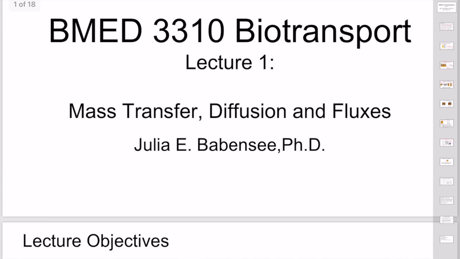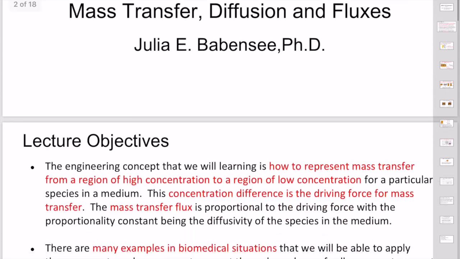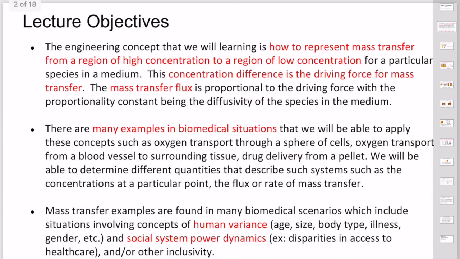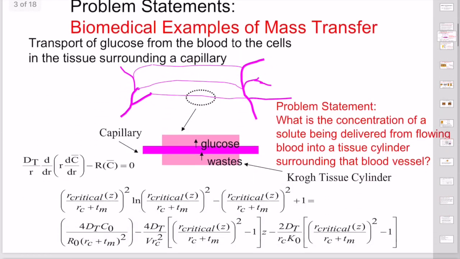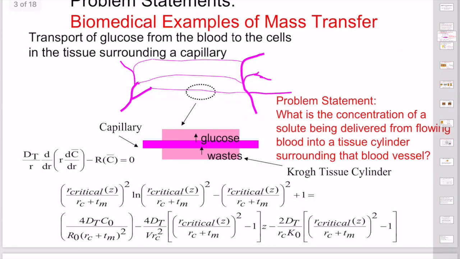Okay, we're going to go over Lecture 1 today, and actually I'm defining Lecture 1 by the slides, not because she completed this lecture in the second lecture as well. So we're just going to talk about general mass transfer and diffusion and fluxes. And we won't go over the lecture objectives, we'll just talk about what we did.